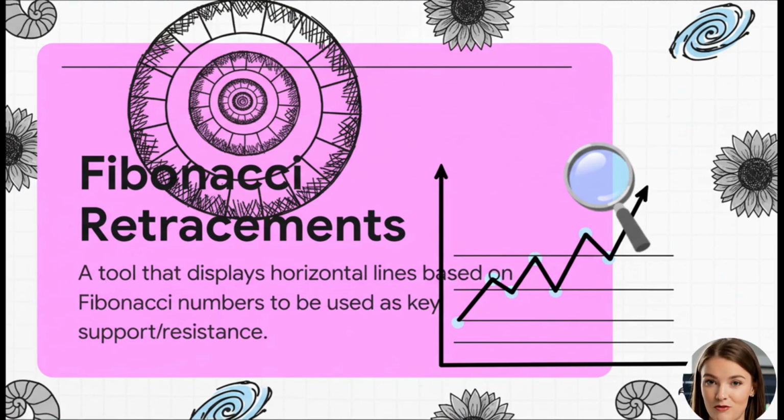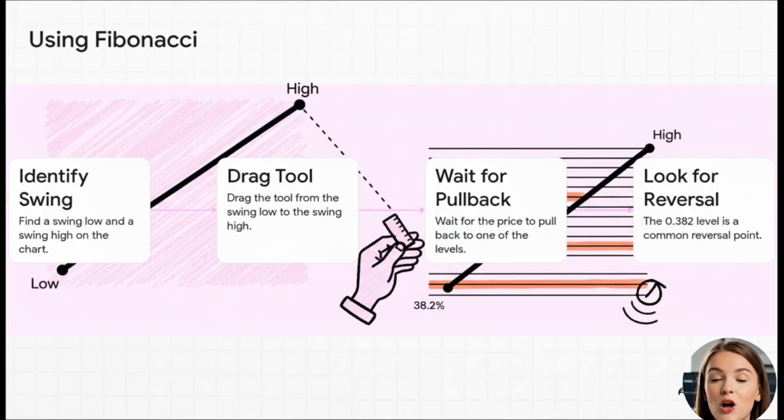Here's the thing. After a big move, price almost never keeps going in a perfectly straight line. It has to pull back or retrace to take a breath. This tool helps predict where that pullback might finally stop and turn around, all based on these key mathematical ratios that are found all over nature. Pretty cool, huh?